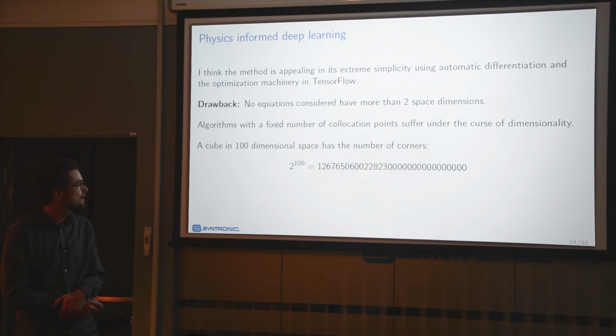And one way you can think about this and understand the curse of dimensionality is that, say in 100 dimension space, the cube, the unit cube or any cube in that number of dimensions, has this number of corners. And using only the corners as collocation points, that would be a terrible idea. So you would need many more collocation points than this large number. So that gives a feeling of the curse of dimensionality.